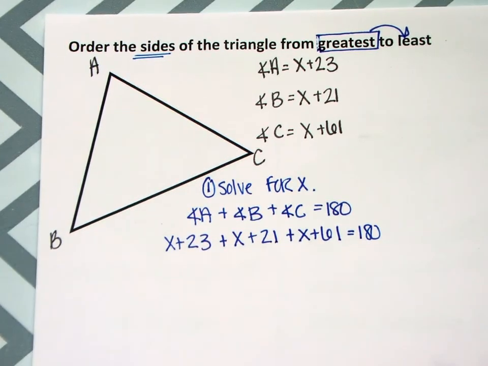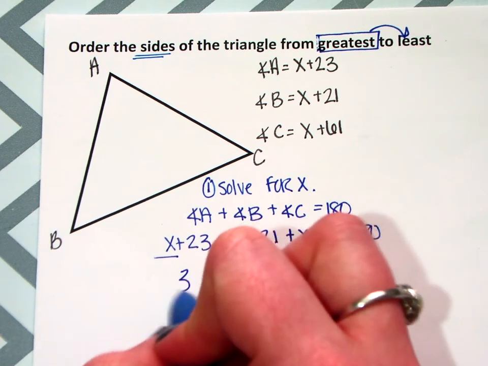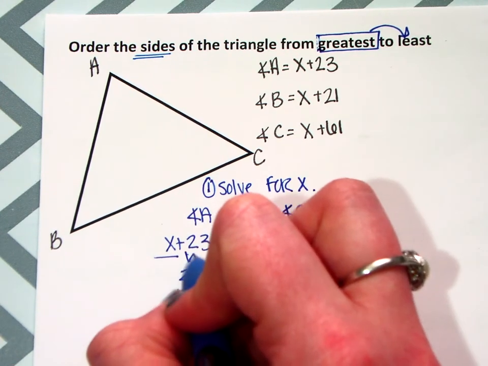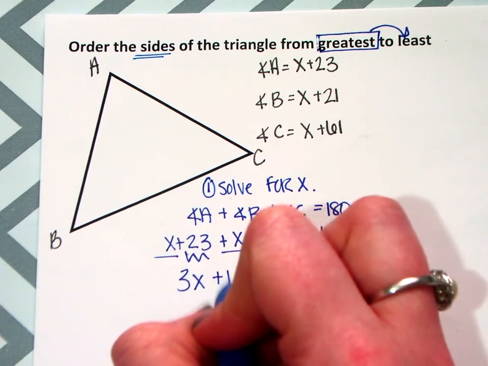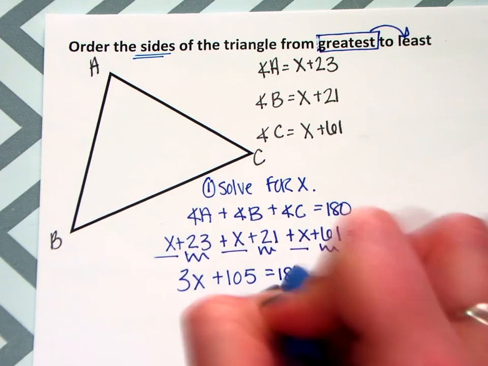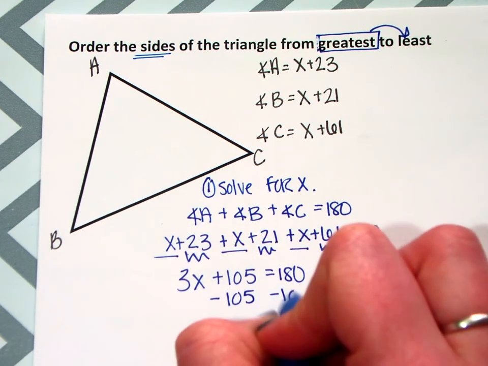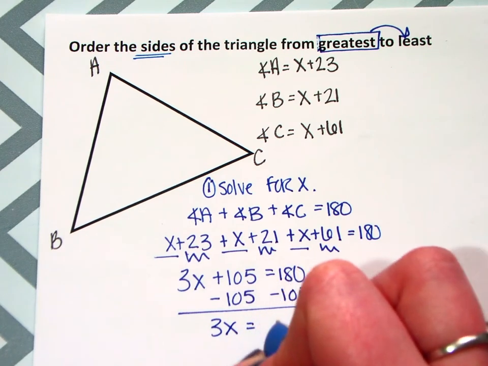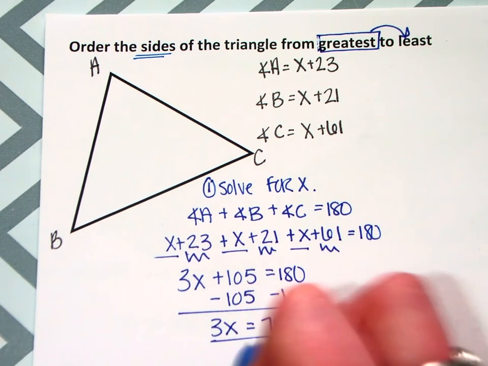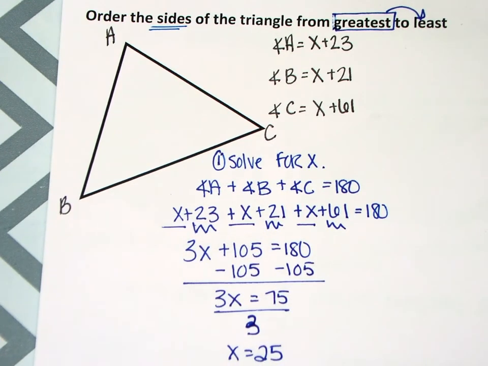I'm going to combine all those like terms. I get x plus x plus x for a total of 3x. 23 plus 21 plus 61 is 105, equals 180. I'm going to move that 105 to the other side using subtraction POE. 180 minus 105 is 75. And dividing both sides by 3, x is 25. So what we're going to do now is substitute.